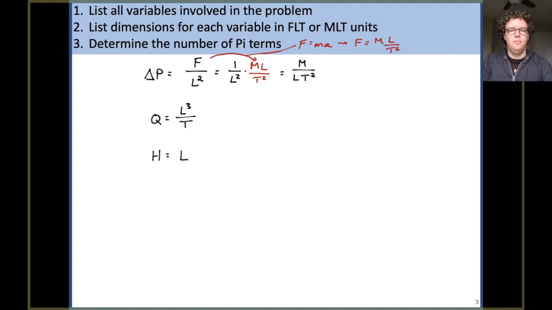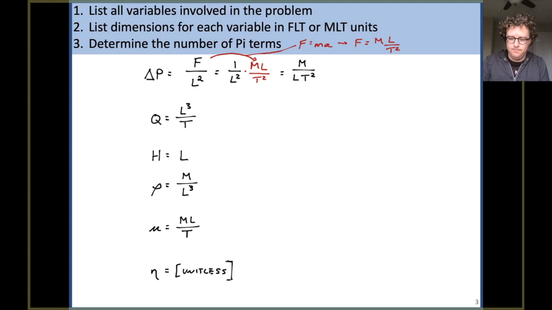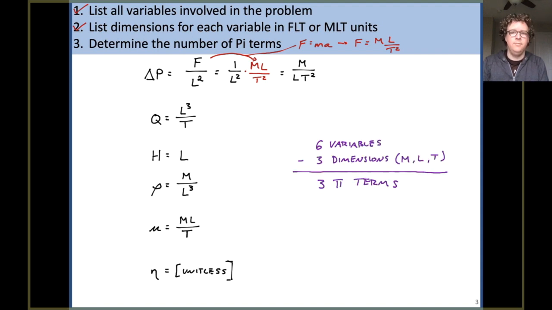Discharge is a volume per time. The thickness of the filter h is a length. Density is mass per unit volume. And we've got our viscosity at the bottom. And porosity, which we agreed was already unitless on the previous slide. So that's steps number 1 and 2 already done.